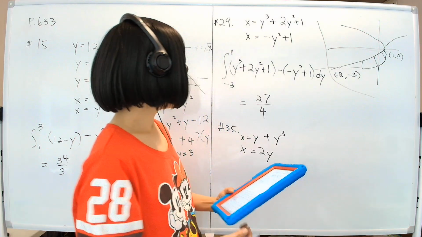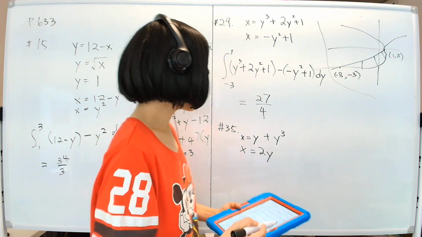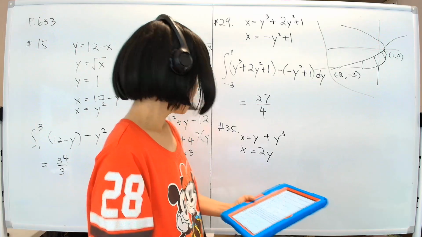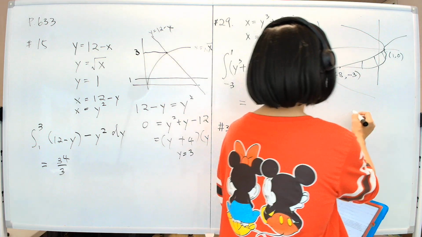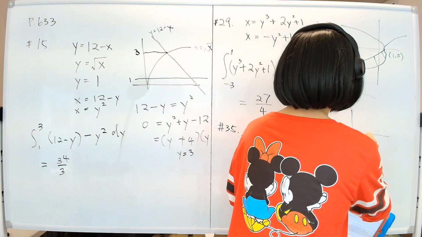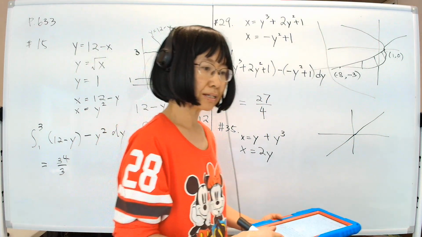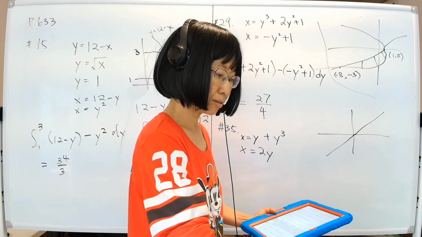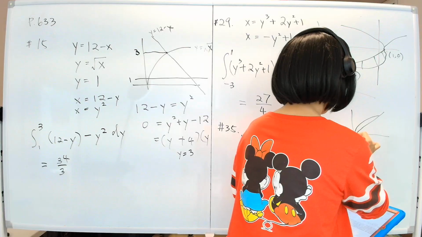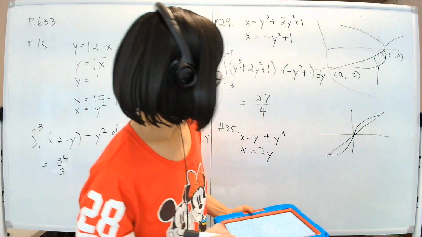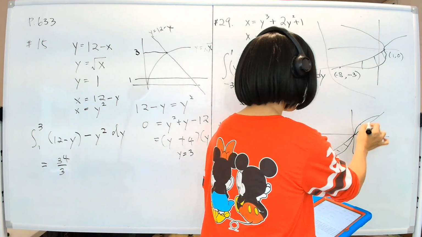Next, let's look at problem 35. Now in problem 35, we have two graphs, which I plotted on the graphics calculator, and it looks something like this. The x equal to 2y is just a line, which goes through the origin, whereas x equal to y plus y cubed is a cubic function, but it also goes through the origin like this. And the region we want to calculate is whatever is in here, two parts, all this stuff.